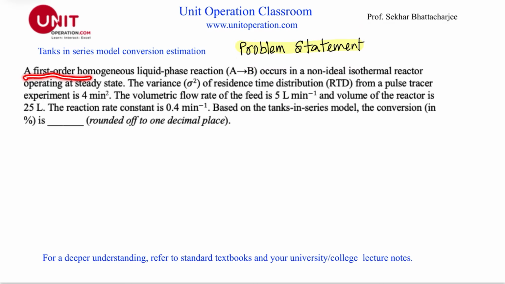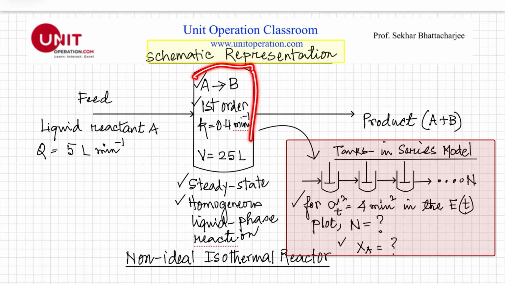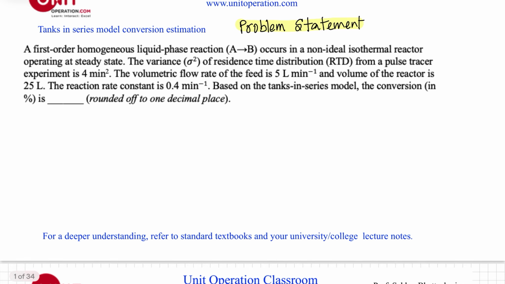A first-order homogeneous liquid phase reaction A to B occurs in a non-ideal isothermal reactor operating at steady state. So let's assume this is my reactor. This is non-ideal. So this is not a perfect ideal CSTR. This is not an ideal plug flow reactor. This is a non-ideal reactor. Some amount of non-ideality is involved. We'll see what is meant by non-ideality, or what causes non-ideality.